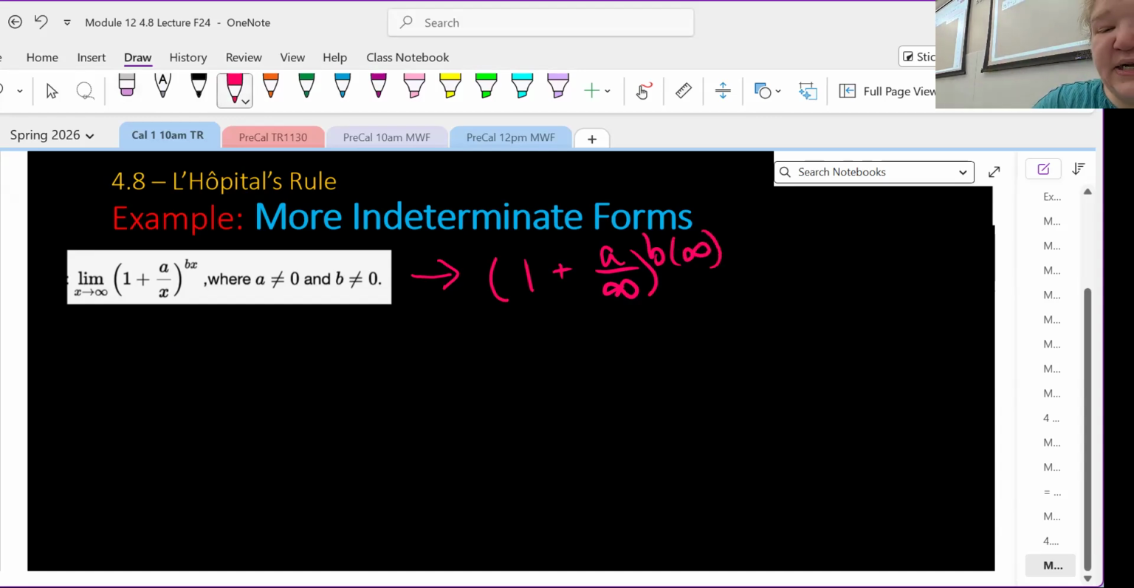All right, so a constant over infinity is 0. 1 plus 0 is 1. B times infinity is still infinity.